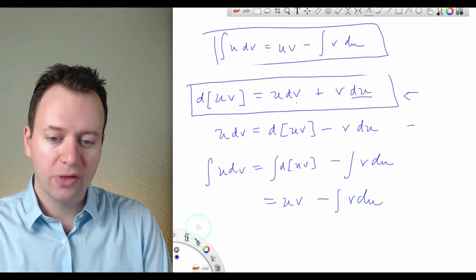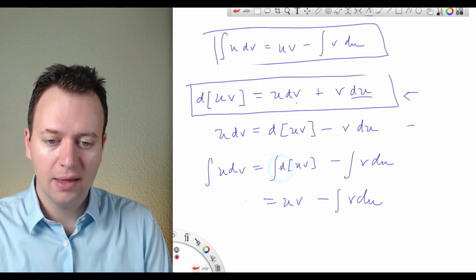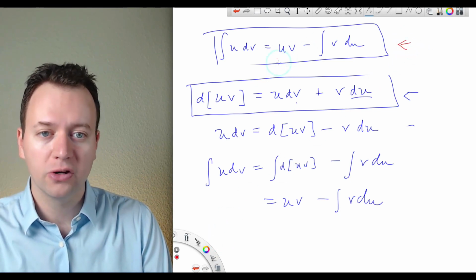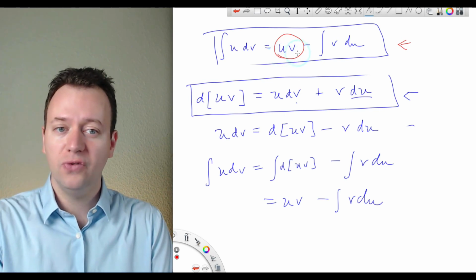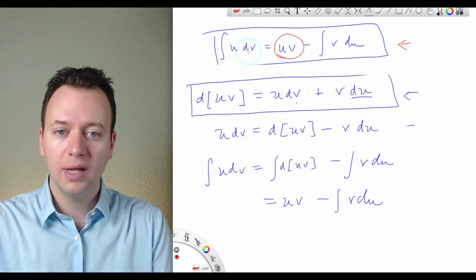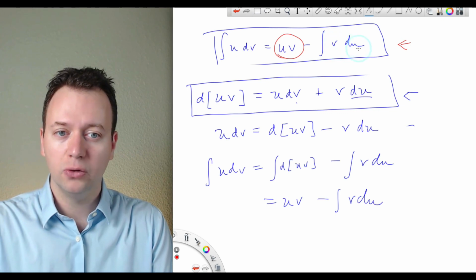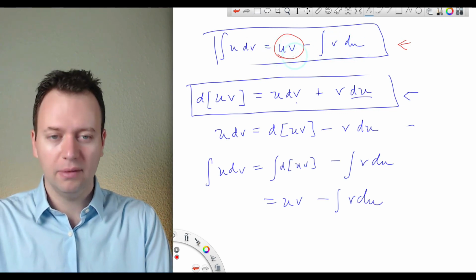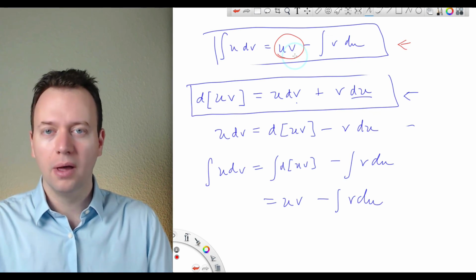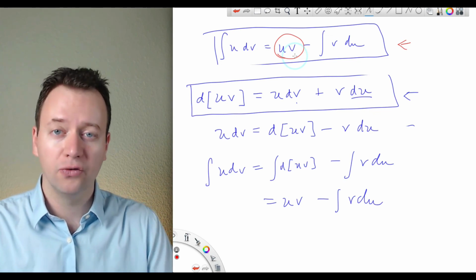And the other way to think about this is if you differentiate this expression up here in the integration by parts formula, to differentiate u times v, you would get u times the derivative of v plus v times the derivative of u. So this works exactly correct. So this is basically an integral form of the product rule, and that's where the formula comes from.